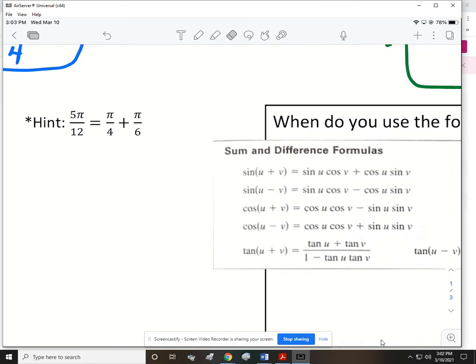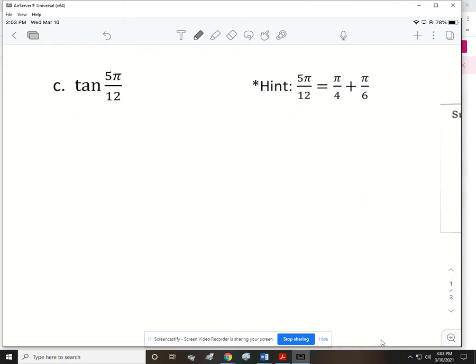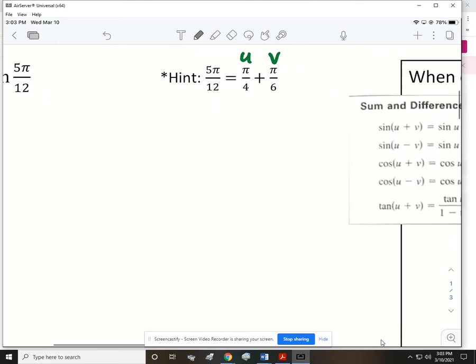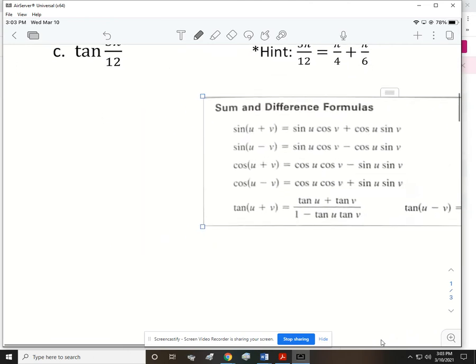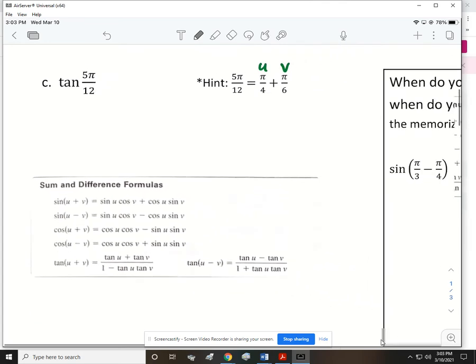Okay, and now the next one, we're going to do a tangent. All right, we're going to find the tangent of 5 pi over 12, and we're going to use the fact that when you add pi over 4 and pi over 6, you get 5 pi over 12. So U is going to be pi over 4, and V is going to be pi over 6. And let me move this guy over. All right, so I would rewrite tangent of 5 pi over 12 as the tangent of pi over 4 plus pi over 6.